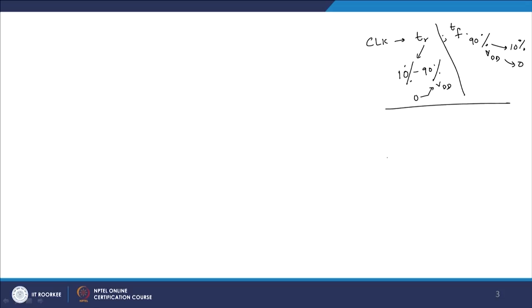Clocks are shown here to have a finite rise and fall time. As per my earlier definition, a clock will have TR and TF. TR is from 0 to 90%, or generally 10 to 90% of your rise, so 0 to VDD. And fall is again 90 to 10%. So this is one of the definitions of rise and fall, and this is how I define it for a clock. In most cases, we will assume that all my clocks will have finite rise and fall.